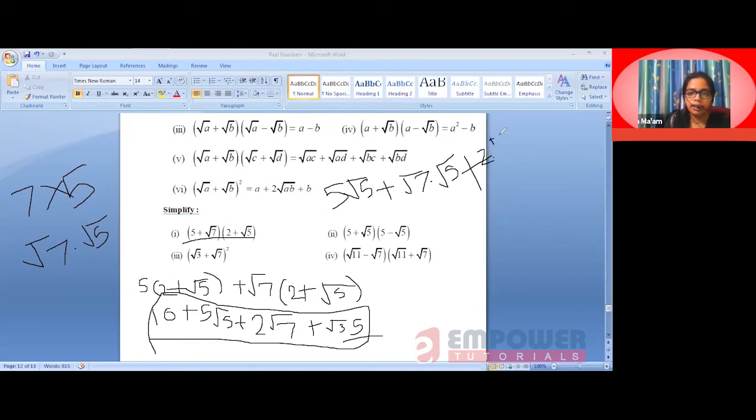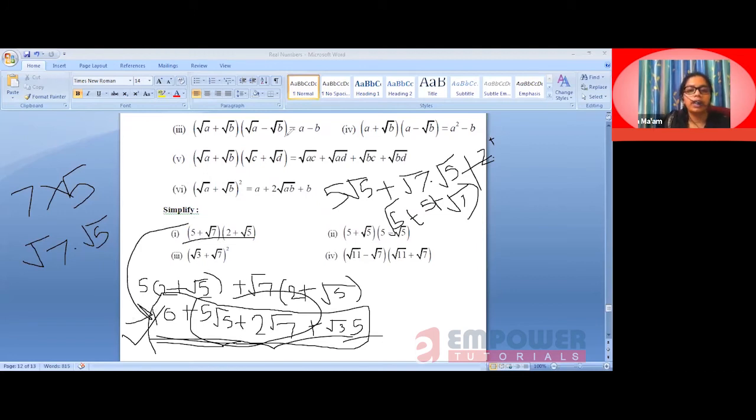Okay, but again if you take root 5 common here, you will get in bracket 5 plus root 7, but there is no need to do this. So this will be your final answer, because there is no common factor or no surds after factorization. So you will keep this number in this form only. The answer of this will be this. You cannot simplify it further.